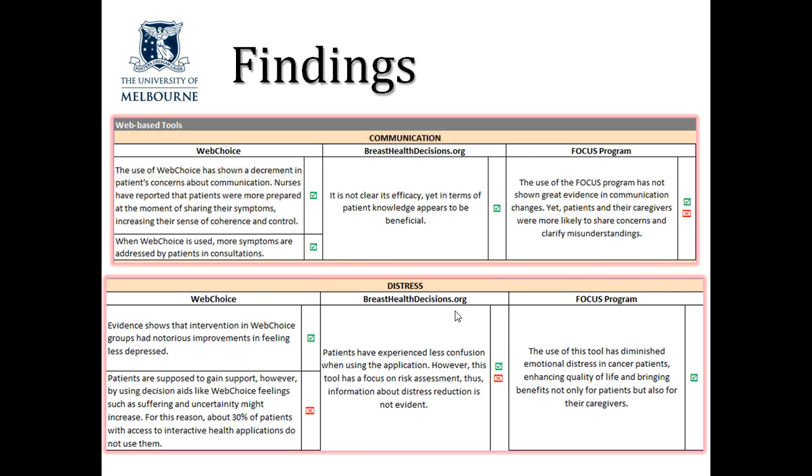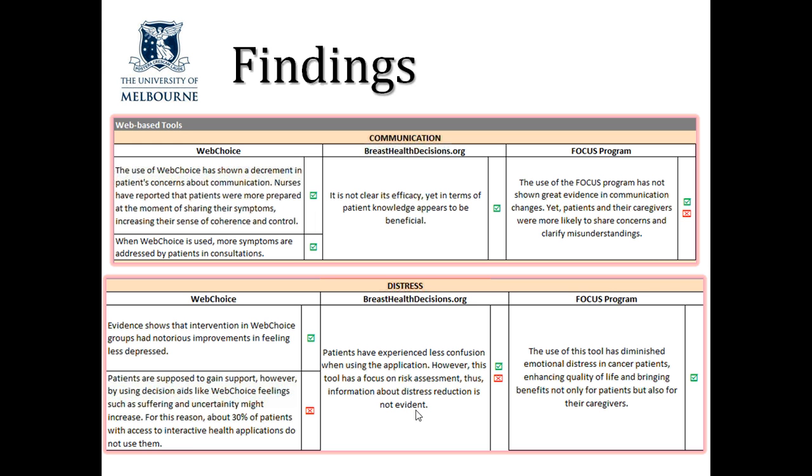In this second table, for example, we are measuring distress, levels of distress. So in the first application, evidence shows that intervention in web choice groups had notorious improvements in feeling less depressed. However, by other authors, the same applications is not as good as the first evaluation. So patients are supposed to gain support, however, by using decision aids like web choice, feelings such as suffering and uncertainty might increase. So that's why 30% of patients with access to these applications do not use them.